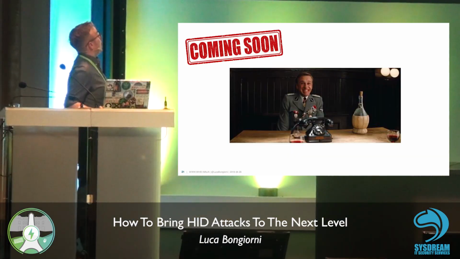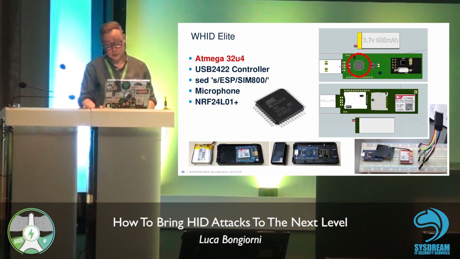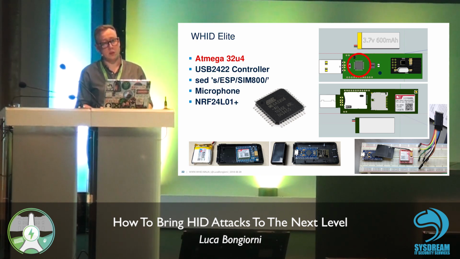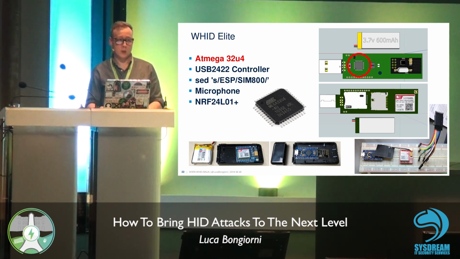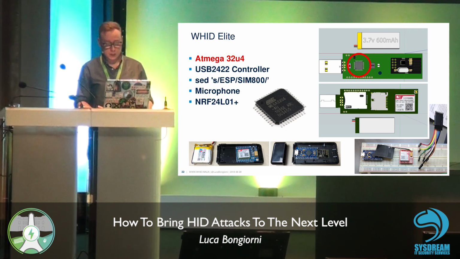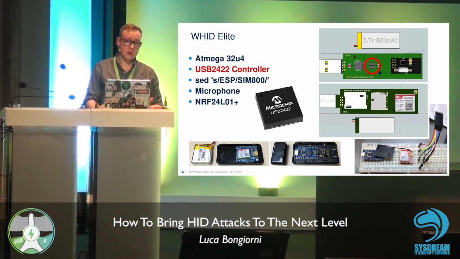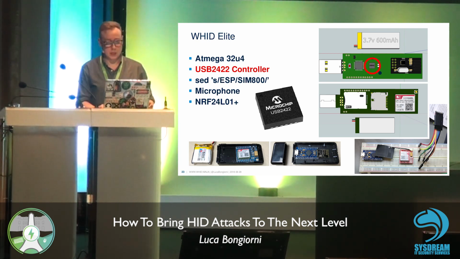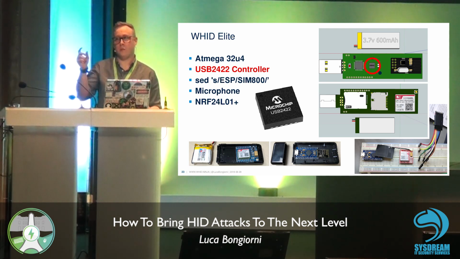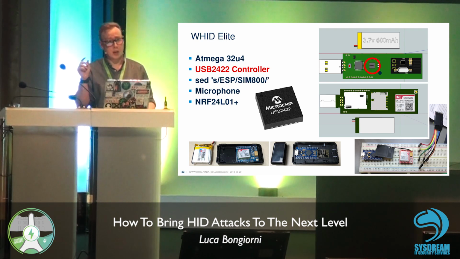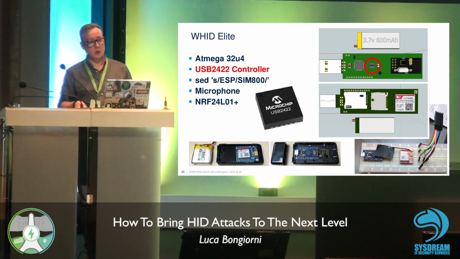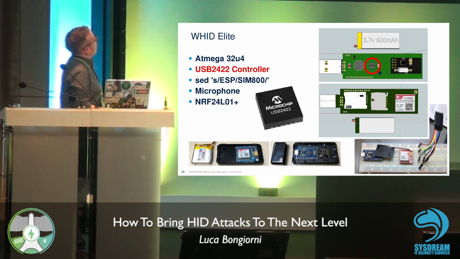What's next? Well, this is WHID Elite. The idea is the same. It's using, again, Atmega 32U4 as keystroke injecting device, and also a USB 2422 controller, which is just a USB hub controller. So instead of weaponizing USB gadgets by using an external USB hub, it's already implemented in the PCB. You just need to solder there the pins: here you put the input from the keyboard or the mouse, and here the cable that goes to the target machine.